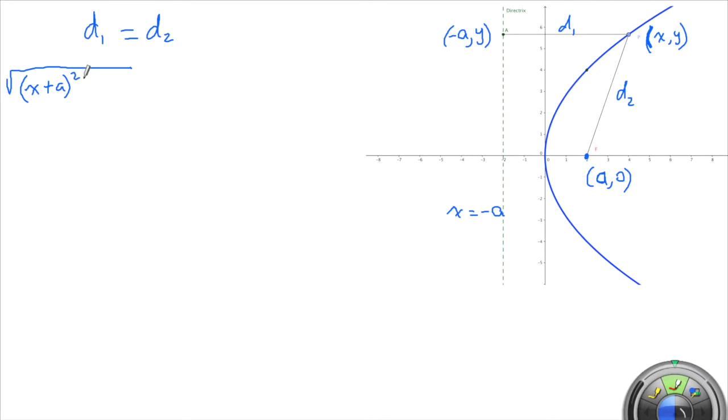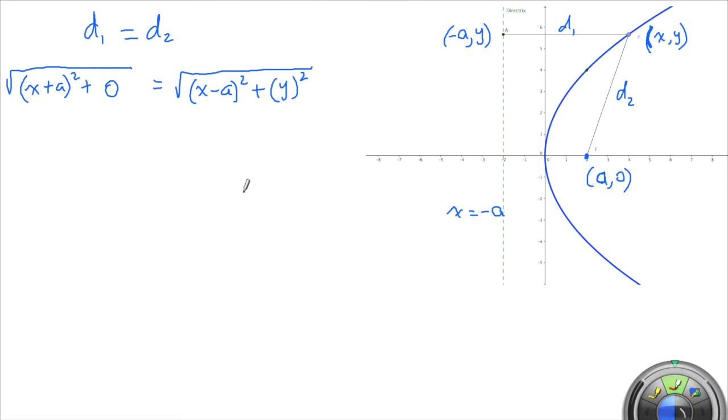And then that'll be squared, plus y minus y, which will be 0. That's kind of nice. All right, D2 is going to be x minus a all squared, the change in x's, plus the change in y. Here we're going to get y minus 0, which leaves us with just y squared.